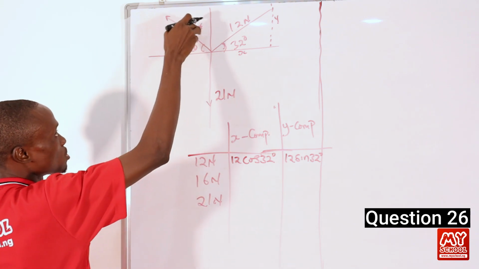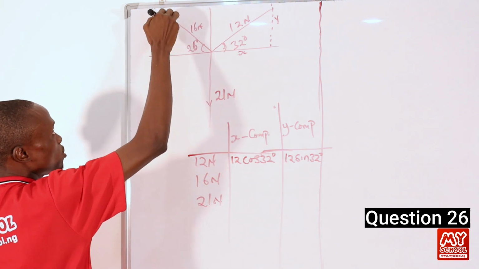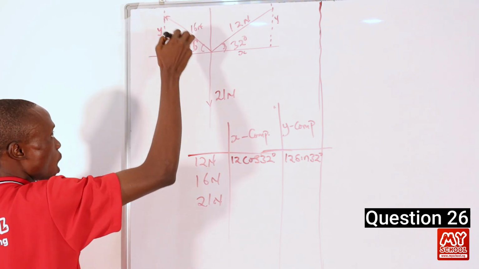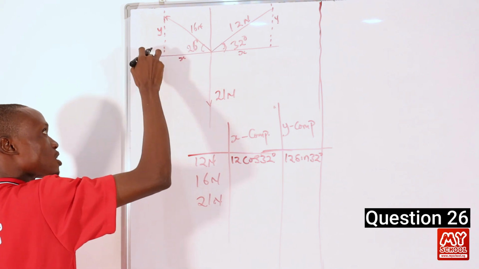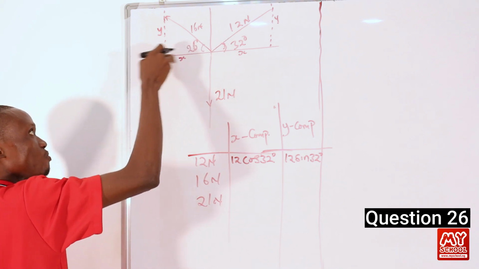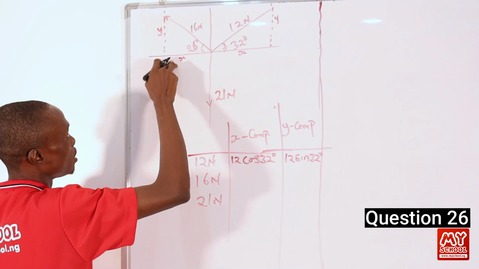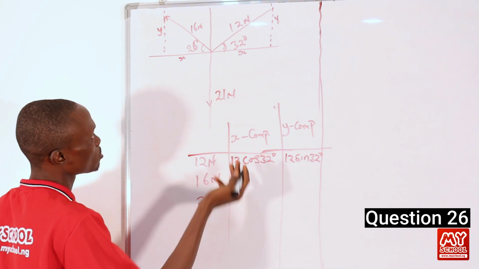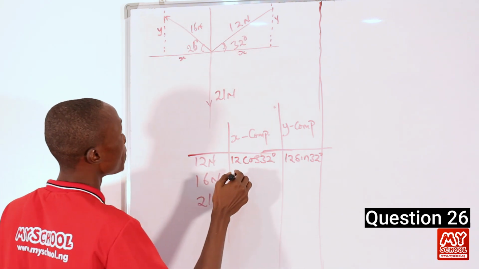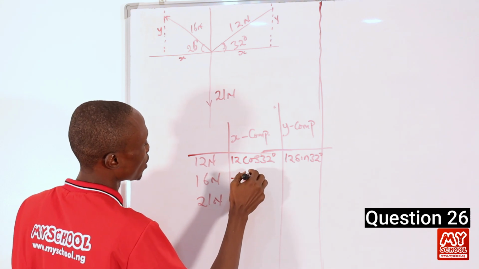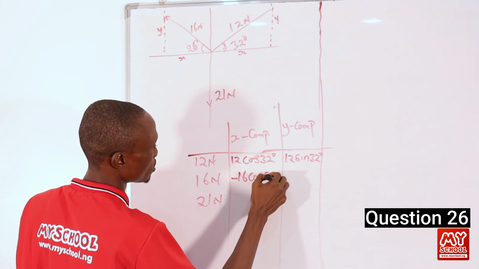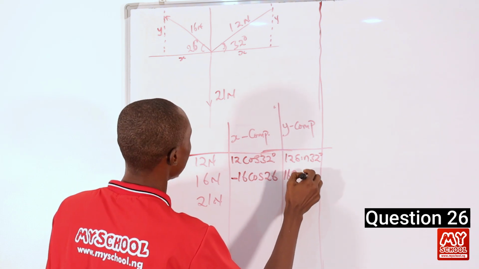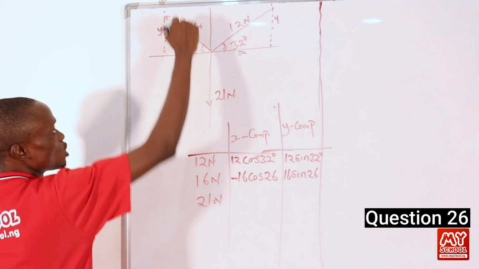Then we'll move to the second force, which is 16. You can still do this. This is opposite this, so they are equal. This is your y, here is your x. But in this case, this is your negative x direction, so your x is going to be negative. So this will be minus 16 cos 26. Y here will be positive, which is 16 sine 26. Y is positive here.